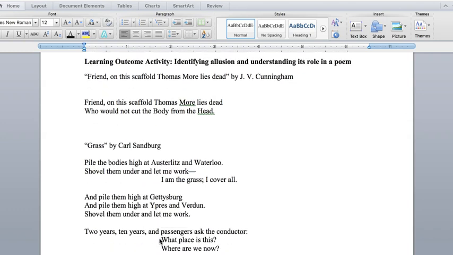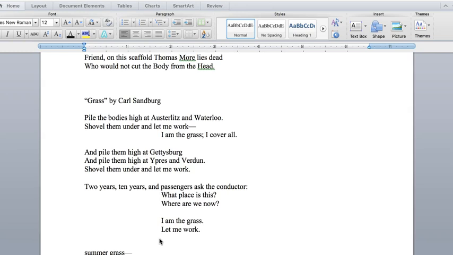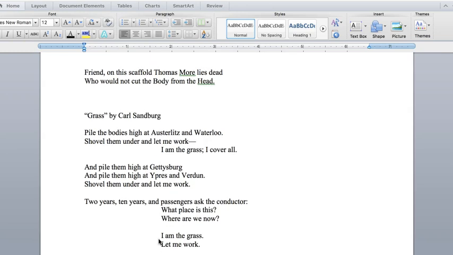The second example I want to look at is a poem by Carl Sandburg, Grass. Pile the bodies high at Austerlitz and Waterloo. Shovel them under and let me work. I am the grass, I cover all. And pile them high at Gettysburg, and pile them high at Ypres and Verdun. Shovel them under and let me work. Two years, ten years, and passengers ask the conductor, what place is this? Where are we now? I am the grass, let me work.